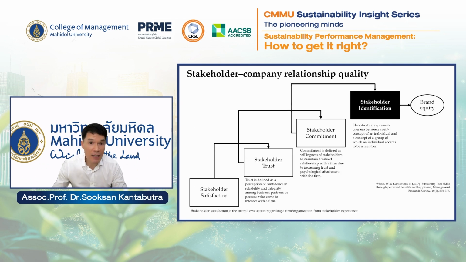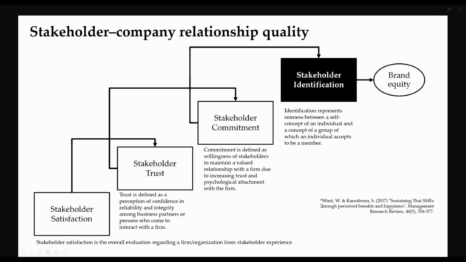When we talk about relationship with our stakeholders, this is something that I think not very many companies, at least in Thailand, are aware of. Okay, so basically there are 4 levels of company-stakeholder relationship quality. We call this company-stakeholder relationship quality. We focus on the quality of the relationship. Right? So it starts from the one down below, which is called stakeholder satisfaction. Stakeholder satisfaction is the overall evaluation regarding a firm and organization from stakeholder experience. So we want to know whether our stakeholders are happy with us or not. Very easy to do a survey.